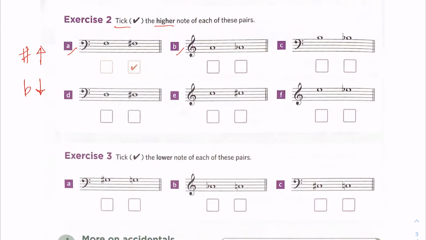Question B, this time the two notes are in the second space. The first note has no flat and the second note has a flat. A flat makes a note lower, so the first note is actually higher. So we'll put a tick here.